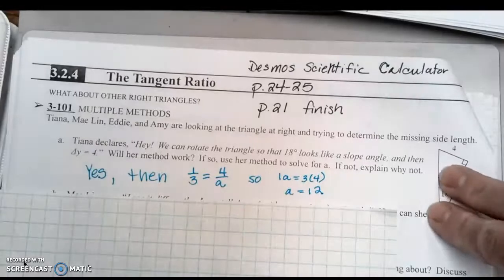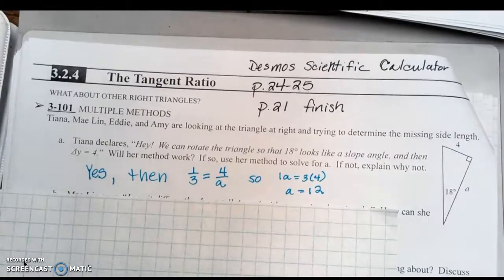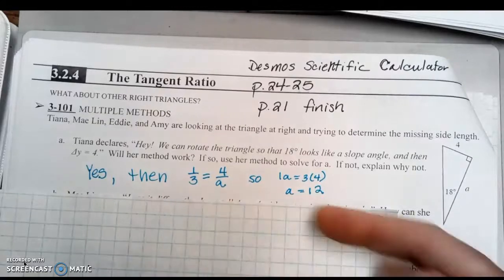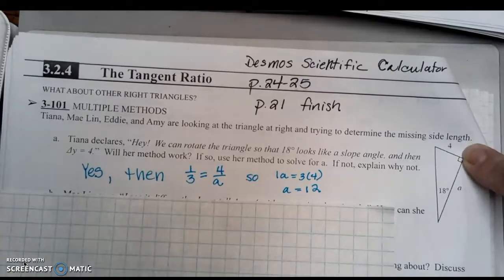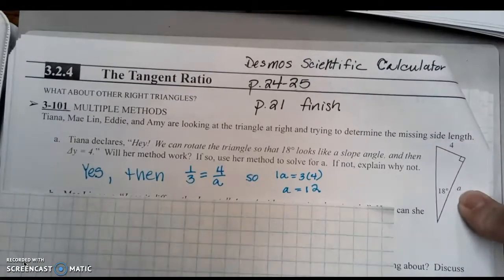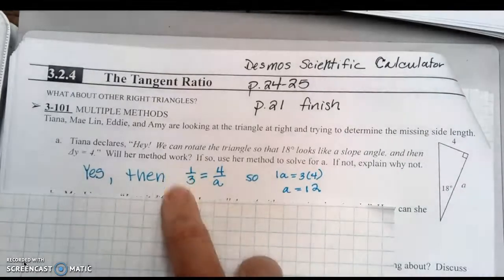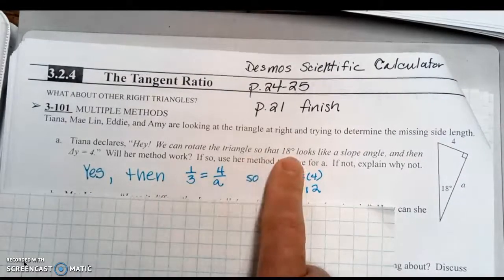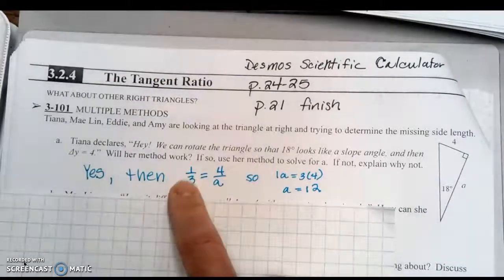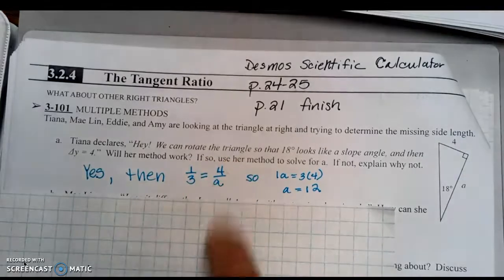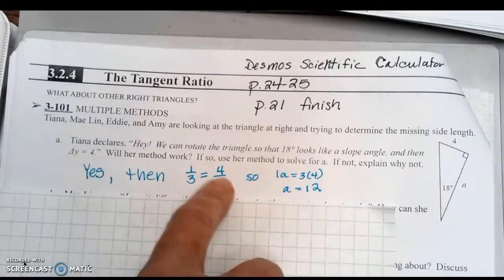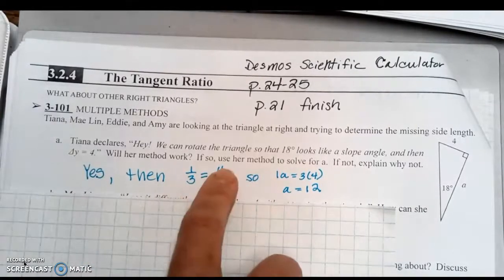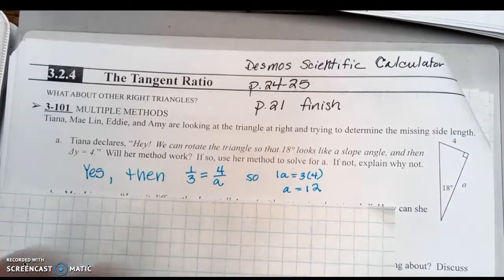Okay? So yes, we're going to turn or rotate her triangle so that the 18 is facing this direction. That means that the 4 is the change in y. The A is the change in x. We know that the ratio is 1/3 for 18 degrees. And so we can set up this proportion: 1/3 equals 4 over A. That's our proportion. Then we do our cross product. 1 times A is 1A. 3 times 4 is 12. So A is equal to 12.